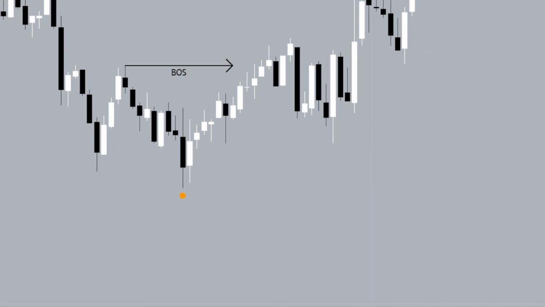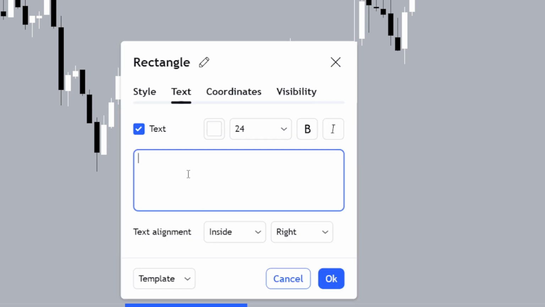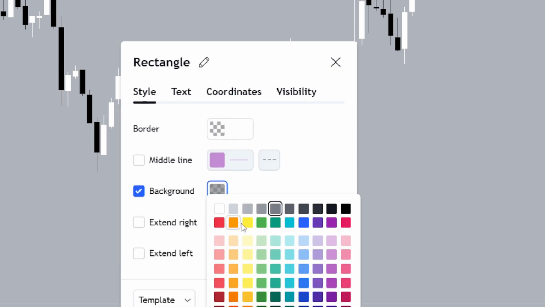This here is an ICT Judas swing, or a manipulation, or a turtle soup. Lots of different names, but they all mean the same thing. So this here represents our Judas swing, okay?